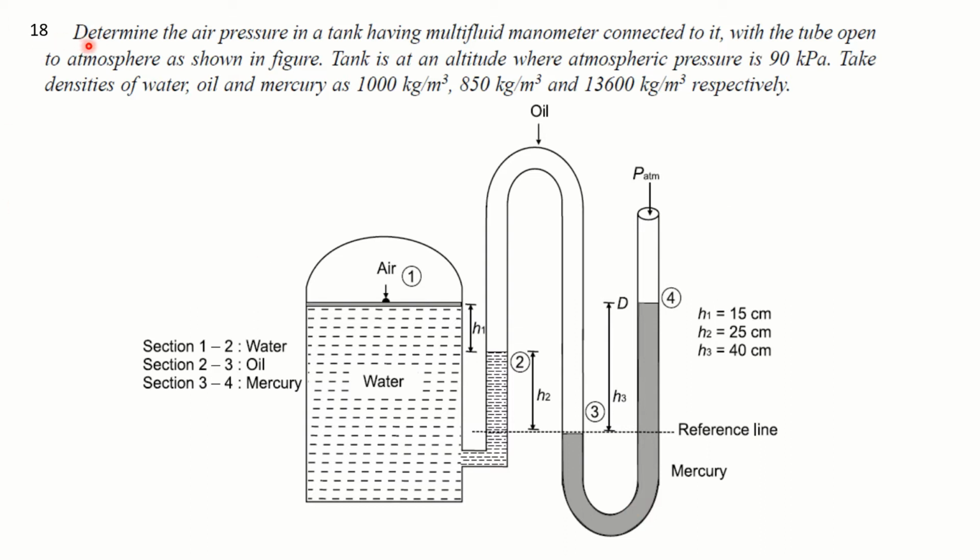The statement of the problem is: determine the air pressure in a tank. We need to determine this pressure. What is the pressure acting here? Having a multi-fluid manometer connected to it. This is the manometer. We have water, we have oil, we have mercury, with the tube open to atmosphere as shown in the figure.